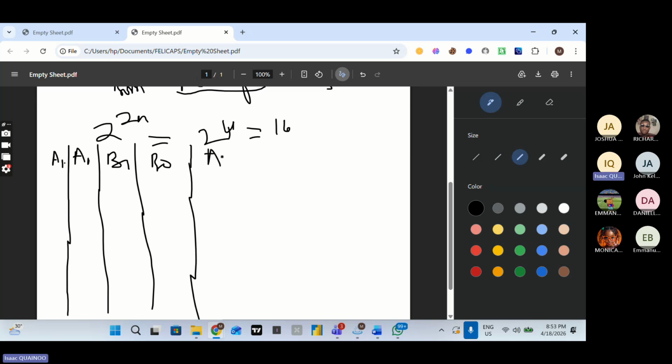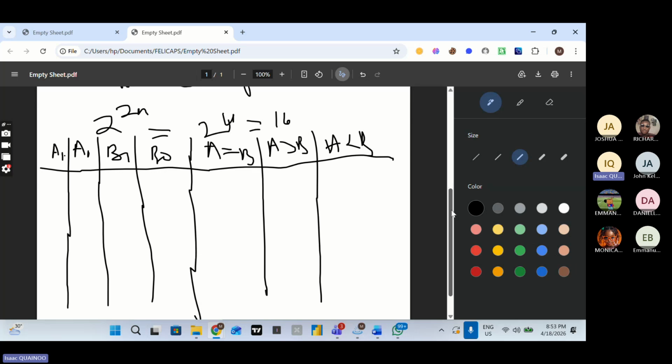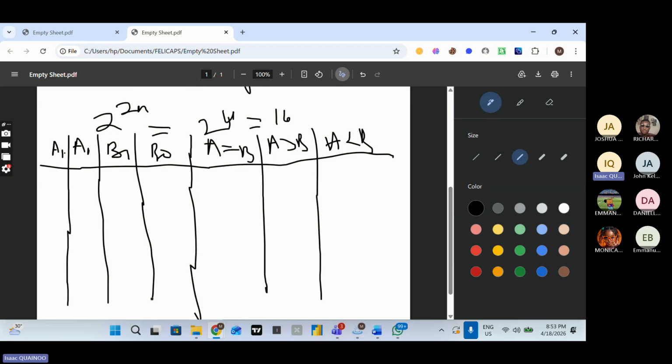And then your outputs: A equals B, A greater than B, A less than B. So now you know you are going to have 16 different rows, right? And you are going to pair your inputs, you start with 0, 0, 0, 0, then you go to 0, 0, 0, 1.